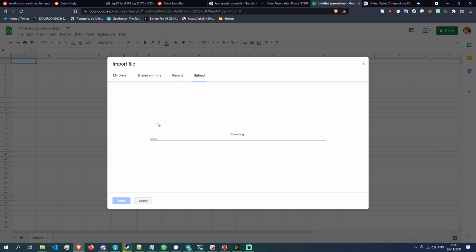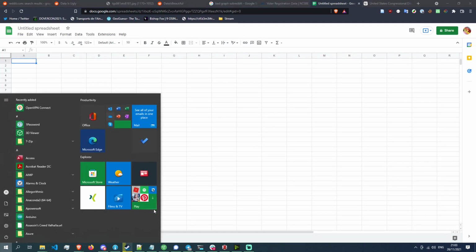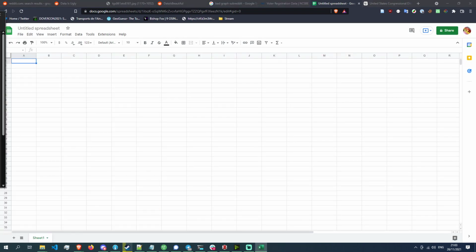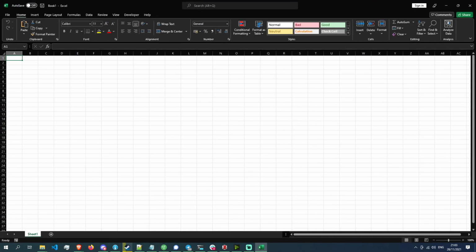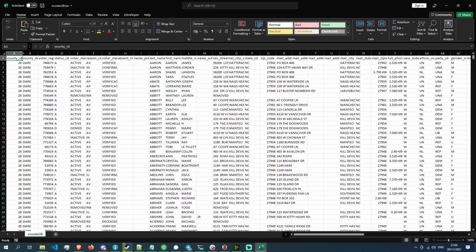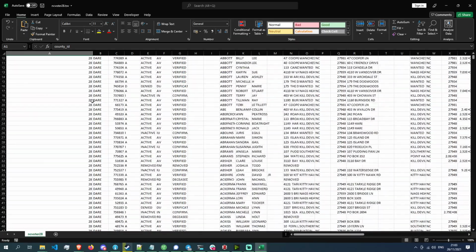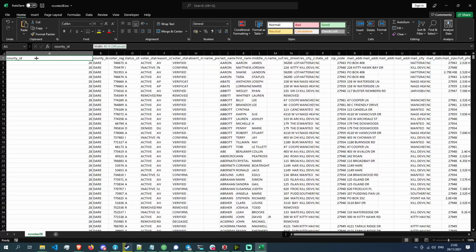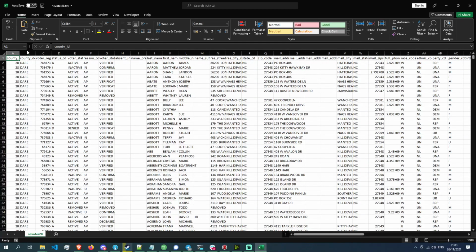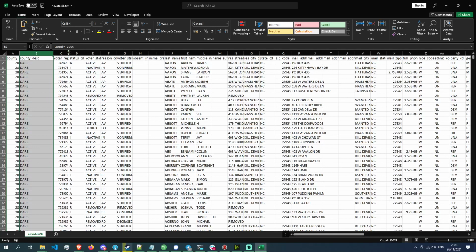But in the meantime, let's not upload it to Google. Let's just use Excel at this point. Right, let's do this. Let's sign out of that. Right, there we go. And let's open this. There we go. This is all of the voters for Dare County in North Carolina.